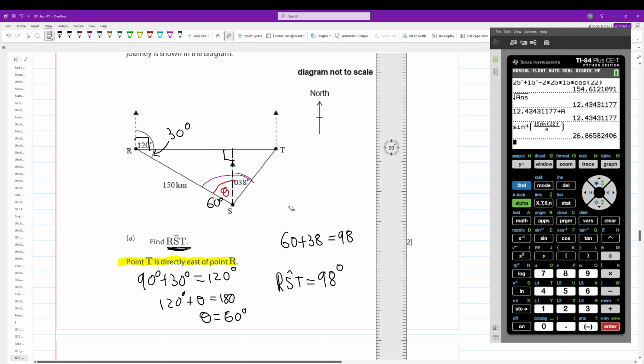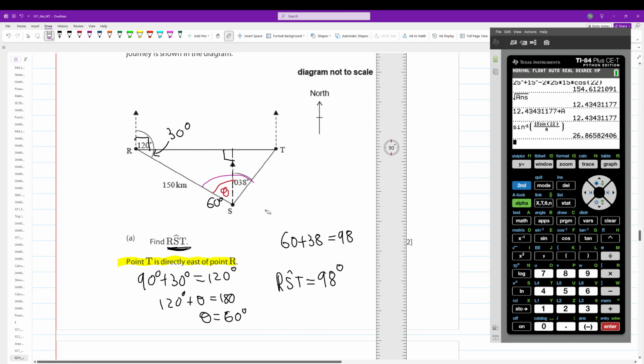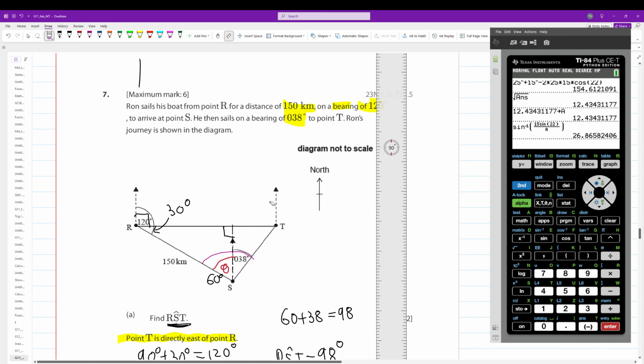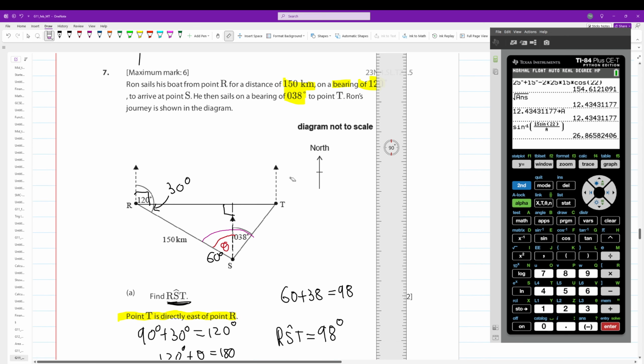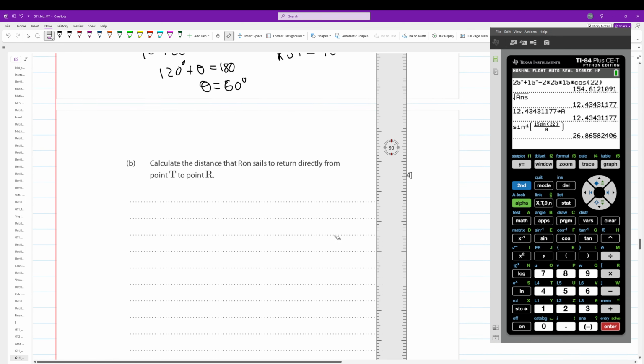I'm sure you could probably do this with a sine rule. Or even, actually, you could do this just with some sort of trigonometry. But honestly, using the very, very basic stuff is much happier and easier. So I'm not even going to show any other way of doing it. Just stick with the basics.